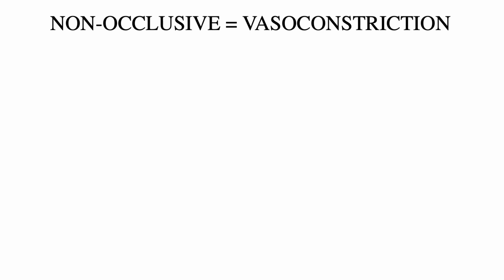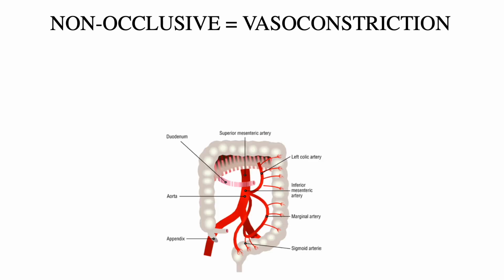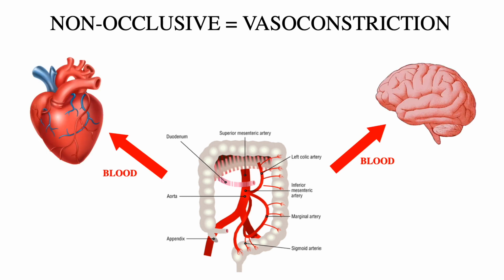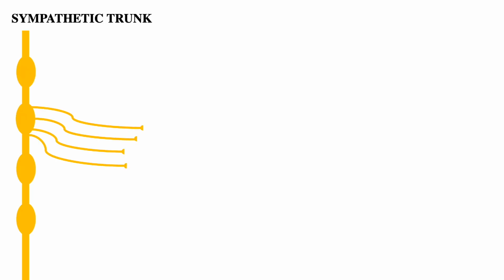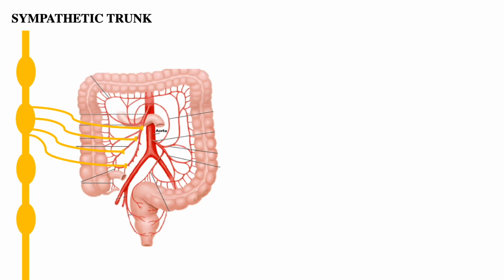Non-occlusive develops due to vasoconstriction. Arteries feeding the colon are sensitive to vasoconstrictors due to an evolutionary adaptation to shunt blood away from the bowel and to the heart and brain in times of stress. Vasoconstriction occurs via the sympathetic nervous system.